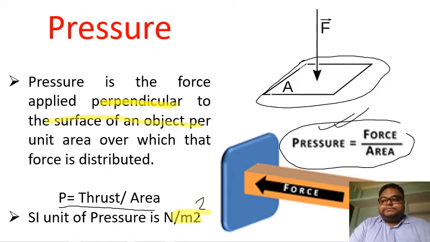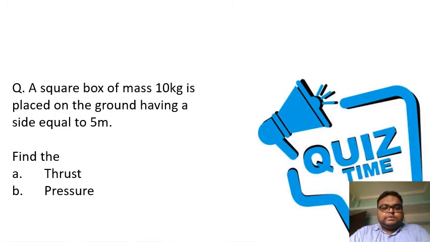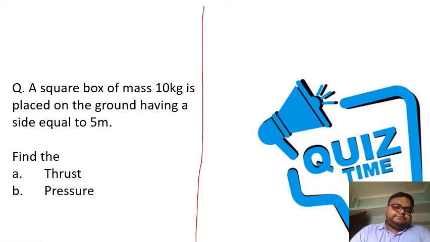Now let's move ahead. Yes. So now in this slide we can see a quiz. This quiz is for you guys. So you need to find thrust and pressure. The question reads as: a square box of mass 10 kg is placed on the ground having a side equal to 5 meters. So now you need to find thrust and pressure, right? I'm giving you 10 seconds. After that we can solve together.